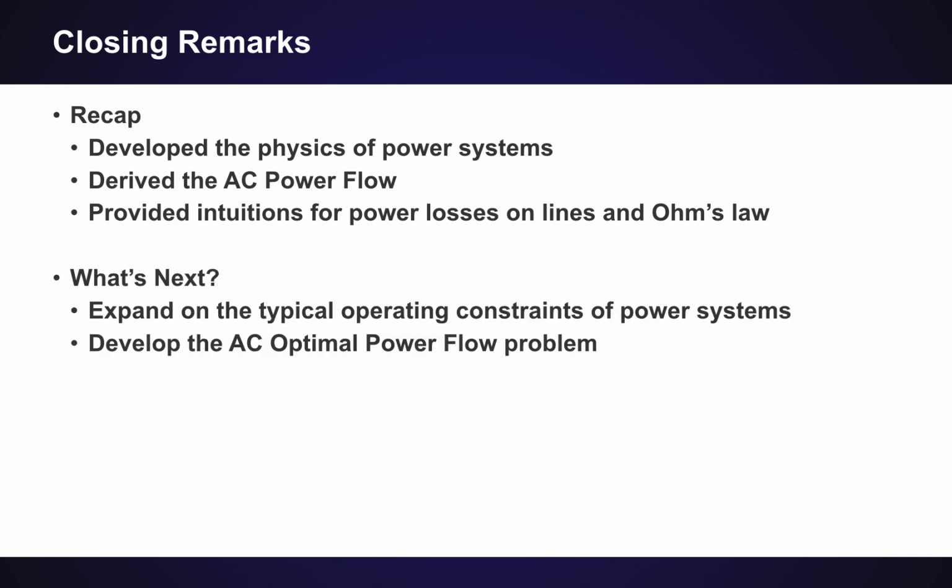And for our next lecture, what we are going to do is expand on the typical operating constraints of power systems. So look into what happens when we are not able to operate the system without any constraints on the power injections or on the voltages. And from that, we are then going to develop the AC optimal power flow problem, which takes those operating constraints into account in order to find the best operating point for the system. So we'll be generalizing the basic power flow problem into an optimization problem by adding inequalities and other types of constraints. Yes.